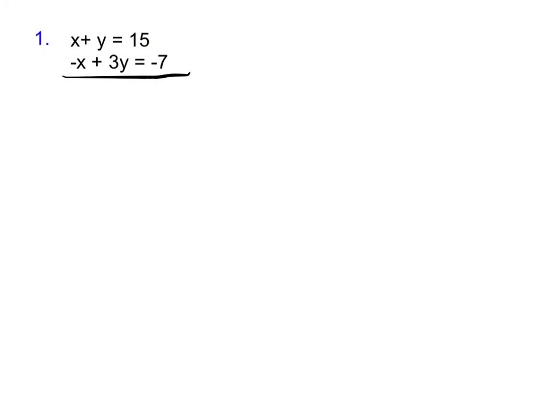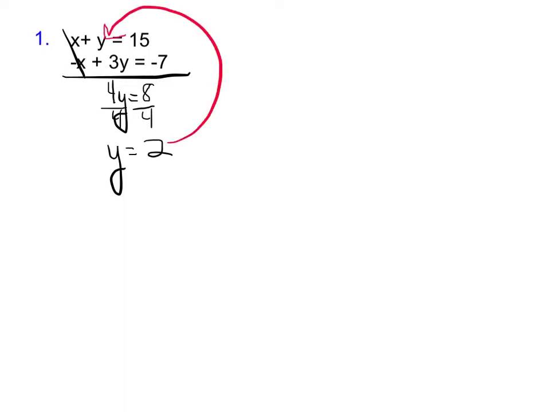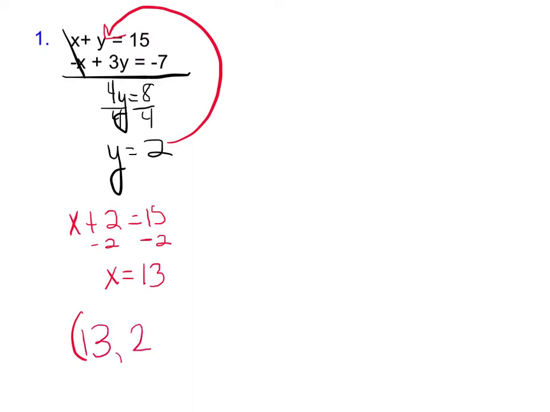So x minus x, that's gone. 1y plus 3y is 4y. 15 minus 7 gives us 8. Divide both sides by 4, and we get a y value of 2. I now have to take that 2 and pick an equation. The first one looks easier to me, so I'm going to plug it in right there. That gives me x plus 2 equals 15. I subtract 2 on both sides, x equals 13. Therefore, my answer is 13, 2.